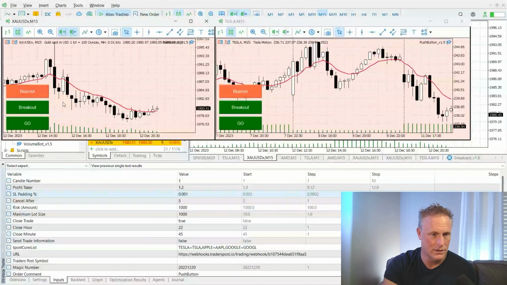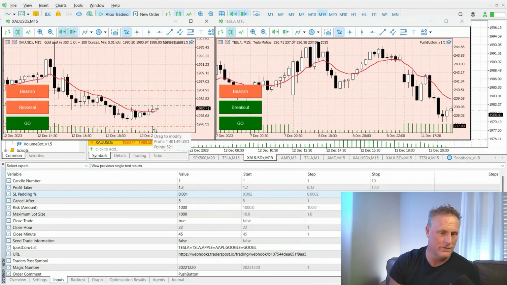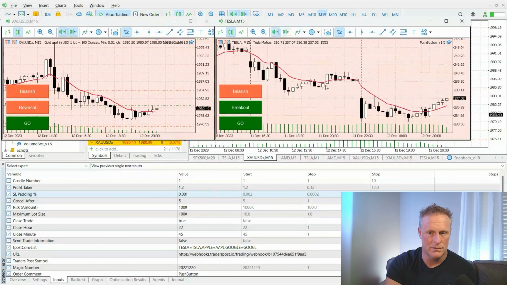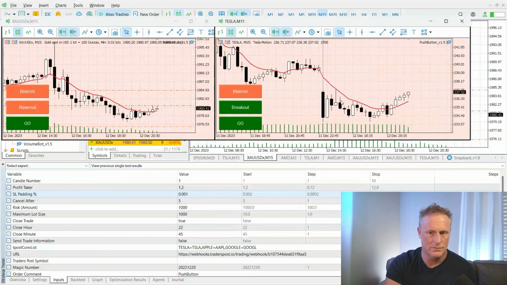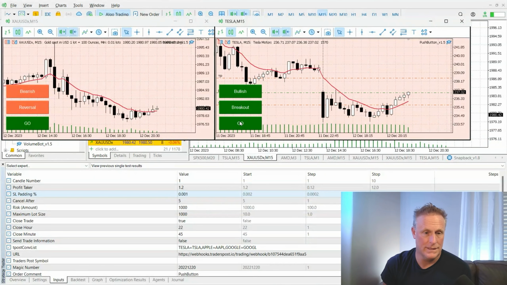So I can say, okay, we're in gold over here. I want to do a bearish reversal, go, boom, right? So if it breaks above the high of this candle, it's going to get short, wait for a lower move. Same thing over here. I can say I want to see the right side of the screen, give me some spacing, and maybe here I want to do a bullish breakout, go, right? And so that's basically how it works.